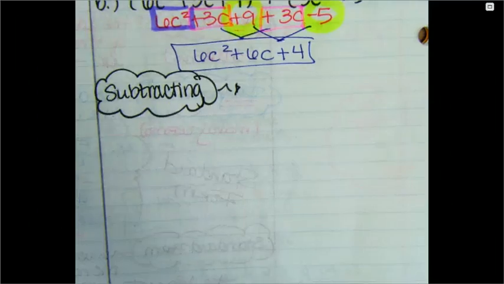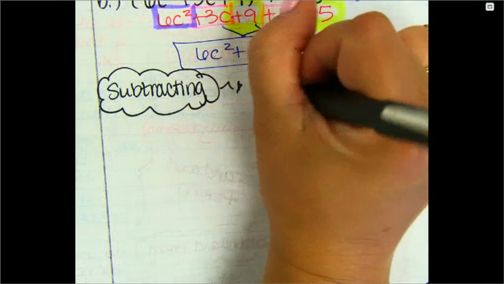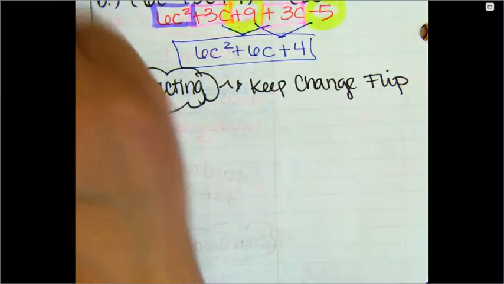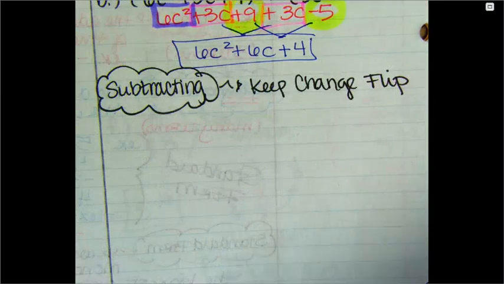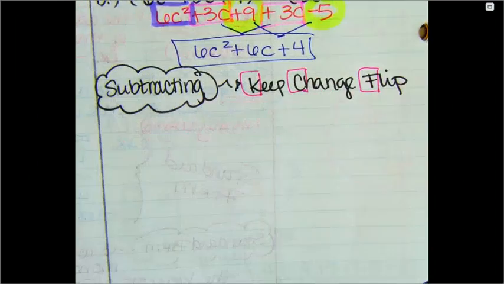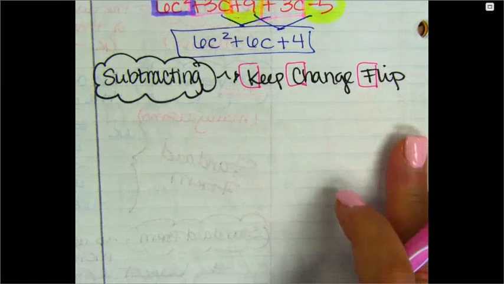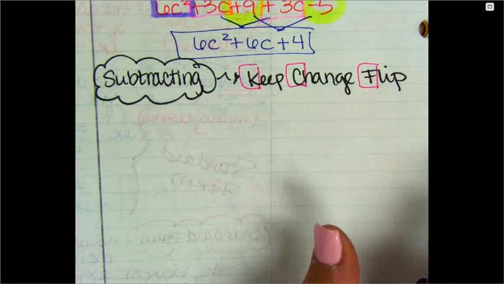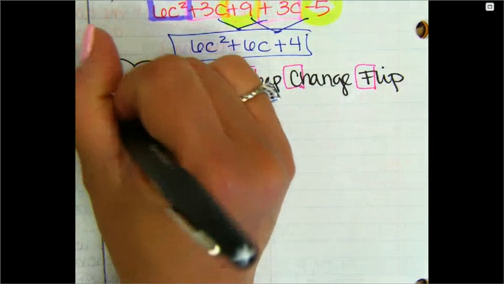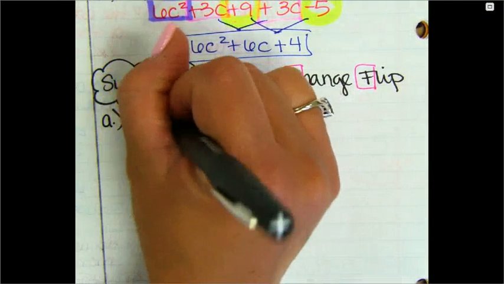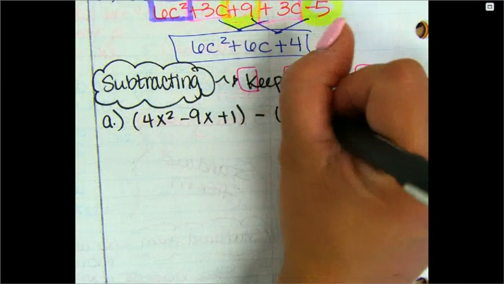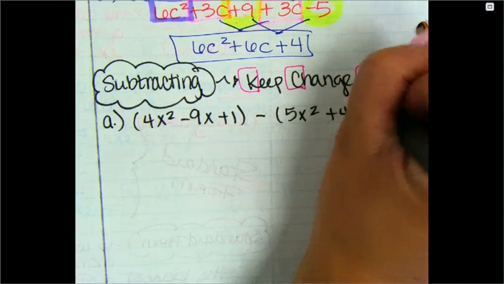For subtraction, I'm going to tell you to keep, change, and flip. It's keep, change, flip. So we're going to start with 4x squared minus 9x plus 1 minus 5x squared plus 4x minus 3.